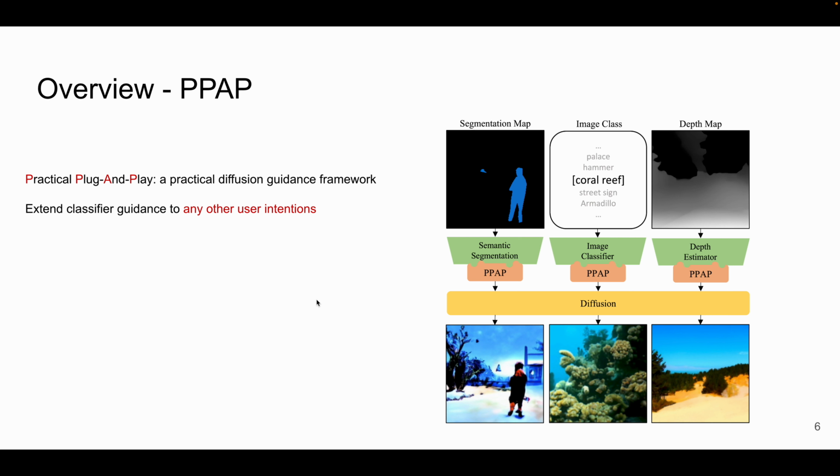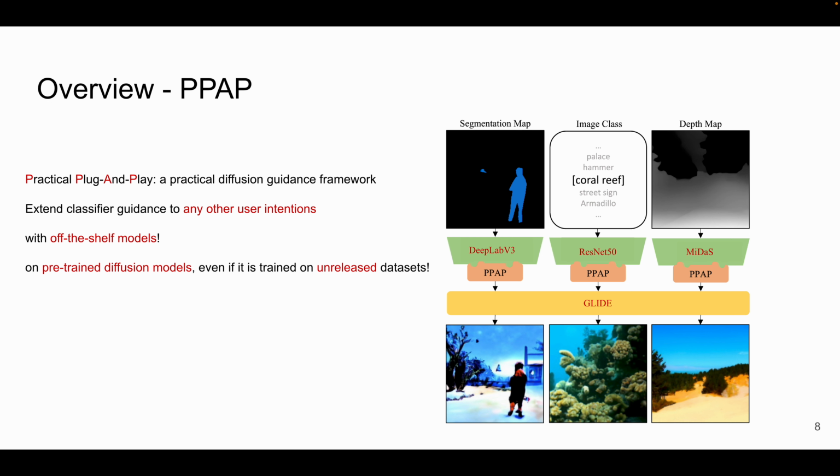Though, there are many other user intentions that users want to guide besides class. Thus, we extend classifier guidance to any other user intentions with off-the-shelf models, like DeepLab V3 segmentation model, ResNet classification model, MiDaS depth estimation model. What's more, PPAP is even possible with pre-trained diffusion models trained on unreleased datasets. Let me explain the problems we solved to achieve this.